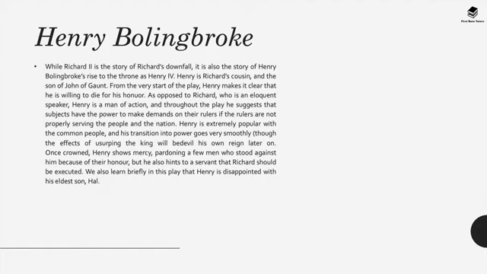Once crowned, Henry shows mercy, pardoning a few men who stood against him because of their honor, but he also hints to a servant that Richard should be executed. We also learn briefly in the play that Henry is disappointed with his eldest son, Hal.